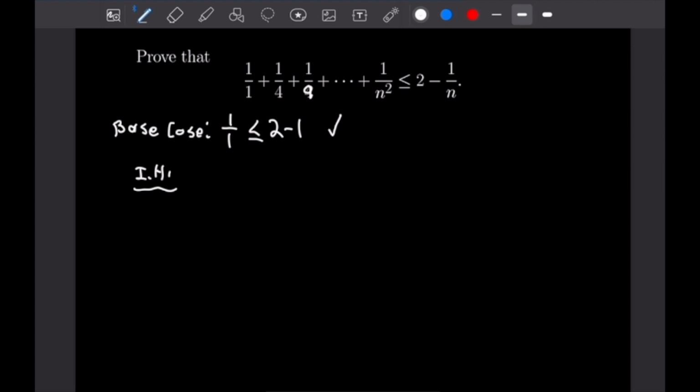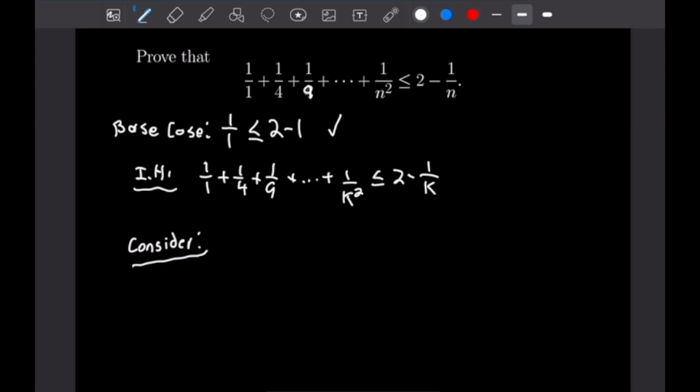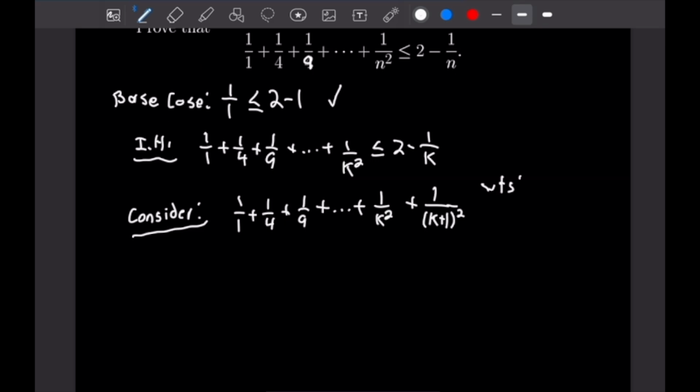So our induction hypothesis is going to be that 1 over 1 plus 1 over 4 plus 1 over 9 plus all the way up to 1 over k squared is less than or equal to 2 minus 1 over k. Great. And now we're going to go ahead and consider our next case. So we're going to consider the following sum where we have 1 over 1 plus 1 over 4 plus 1 over 9 plus all the way up to 1 over k squared. And then we're going to add in one more term, which is 1 over k plus 1 quantity squared. And we want to show that this is less than or equal to 2 minus 1 over k plus 1.